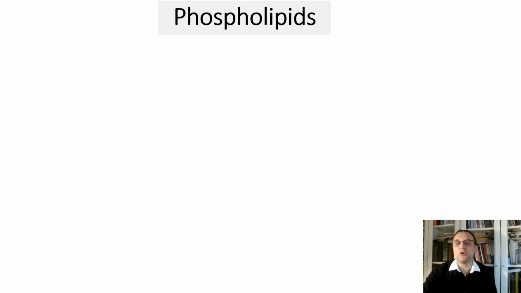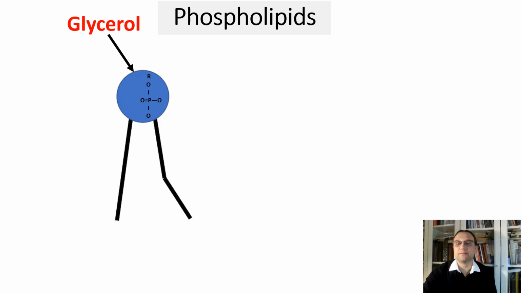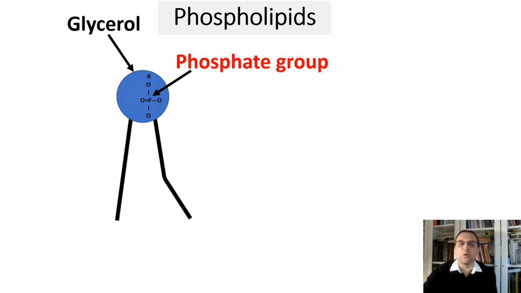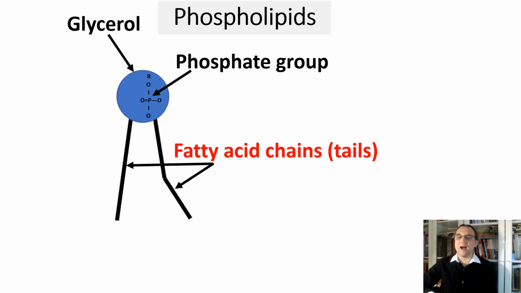Phospholipids are key constituents of cell membranes. The molecule of phospholipid is composed of glycerol and a phosphate group. You cannot see this on this diagram, but keep in mind that this phosphate is negatively charged, making the head polar and hydrophilic, or water-loving. Another part of the phospholipid molecule is two fatty acid chains, or we might call them tails.